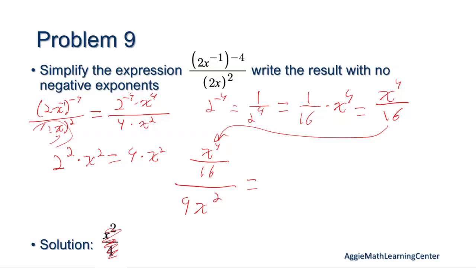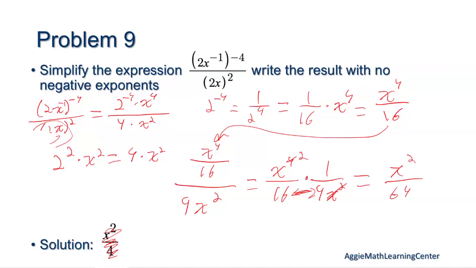So that is equal to x to the 4th over 16 times the reciprocal of the denominator, which is 1 over 4x squared, right? And now we can cancel out this x down here and 2 of these x's up here. That gives us x squared in the numerator, and then we've got 16 times 4 in the denominator. So it's going to be x squared over, what's 16 times 4? 64.